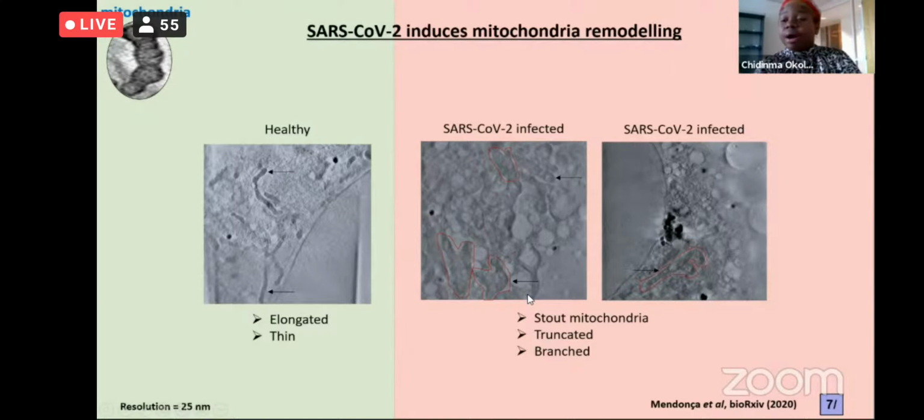Again, showing the power of our microscopy platform as a standalone tool and how it can be able to tease out organelle remodeling in health or disease states.